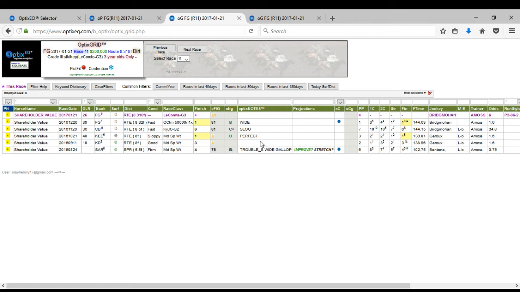At Keeneland, sloppy track, which, by the way, I looked ahead at the weather, and there is a good chance we're going to have an off track on Saturday. So adjust handicapping as needed.